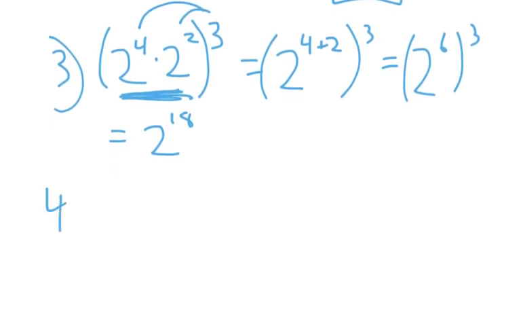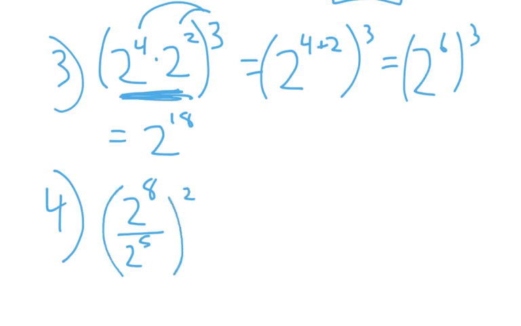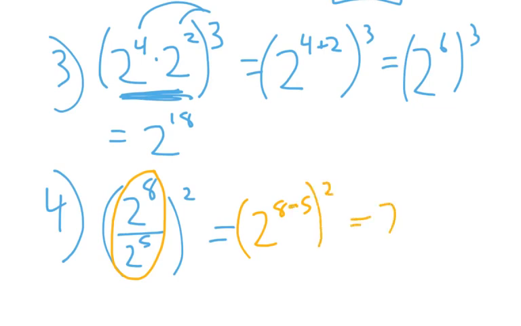Likewise, we could do this with a fraction. So we could have 2 to the, let's say, 8th over 2 to the 5th, and then we square the whole thing. So we'll apply the quotient rule here. That's 2 to the 8 minus 5, and then that's all going to be squared later. So that's 2 to the 3rd and we're squaring that to get 2 to the 6th.